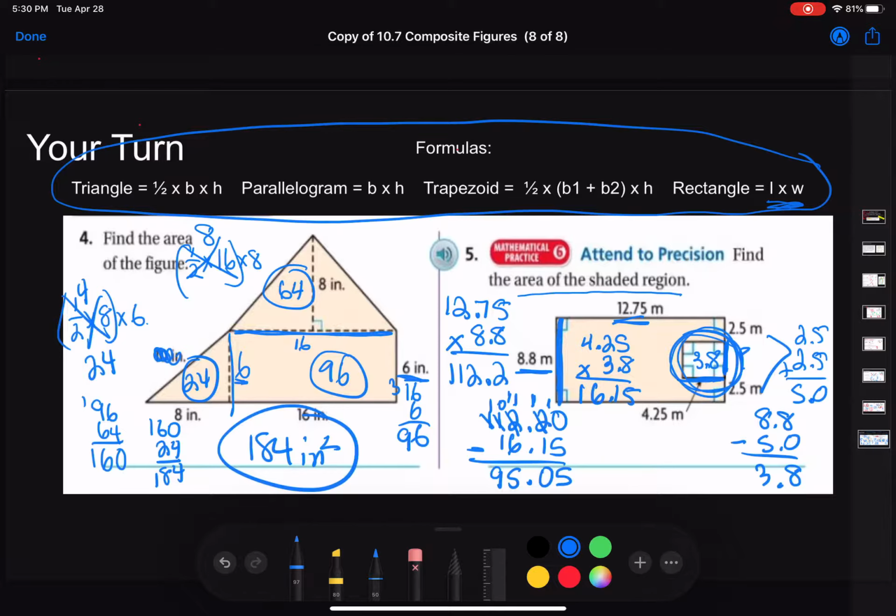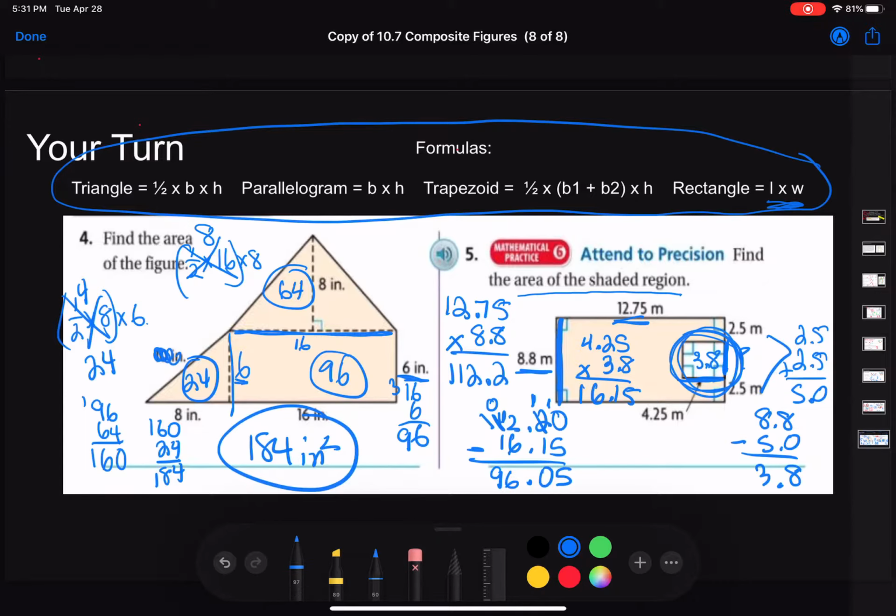I'm thinking I messed up in my subtraction. So let's take 112 and 2/10, take away 16 and 15/100. Yeah, so I know what I did wrong right here. When I borrowed, okay, this was going to come to 0. Okay, so I just messed up on my subtracting.